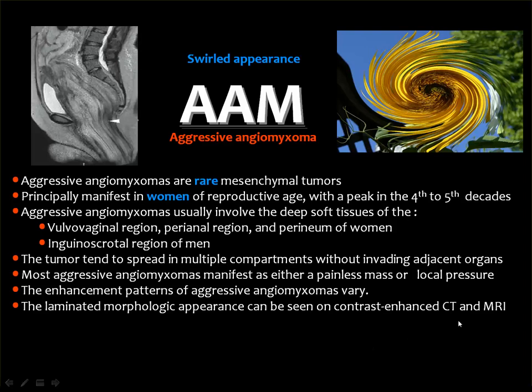And it is rare, of course. I didn't see any case in my life with this diagnosis, that is aggressive angiomyxoma. This tumor is particularly seen in women in the young age or the reproductive age, between the fourth and fifth decades of life. If it is seen in women, it will involve the vulva and vagina, the perianal area, and the perineum.